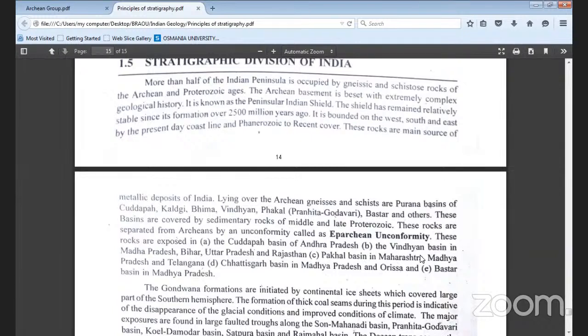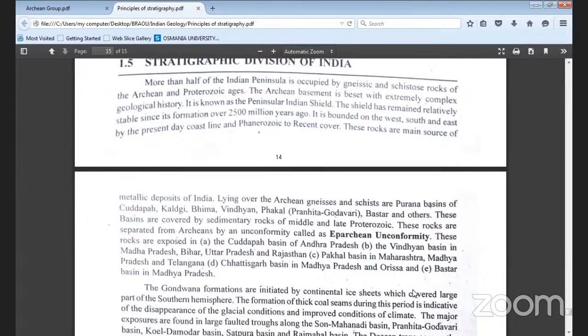These rocks are exposed in the Kadapa basin of Andhra Pradesh, the Vindhyan basin in Madhya Pradesh, Bihar, Uttar Pradesh, and Rajasthan, the Pakhal basin of Maharashtra, again Madhya Pradesh, and Telangana, the Chhattisgarh basin in Madhya Pradesh and Orissa. The Bastar basin is restricted only to Madhya Pradesh.